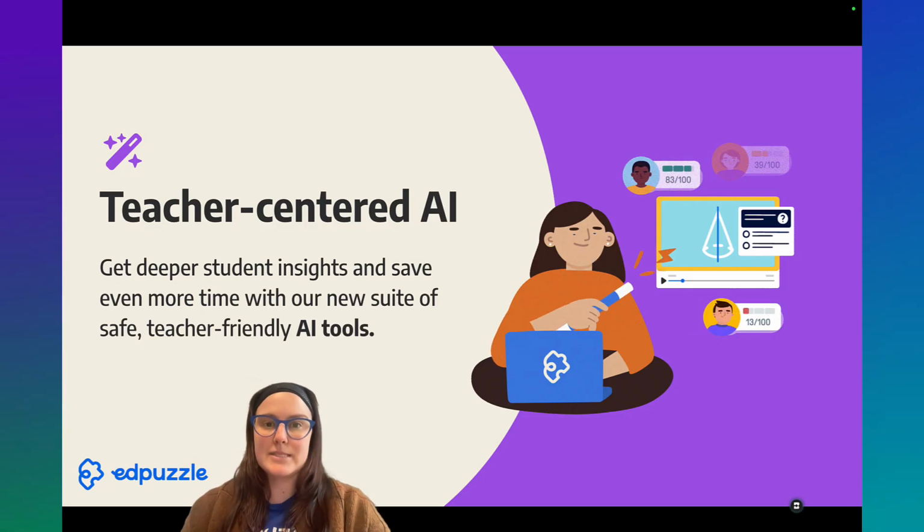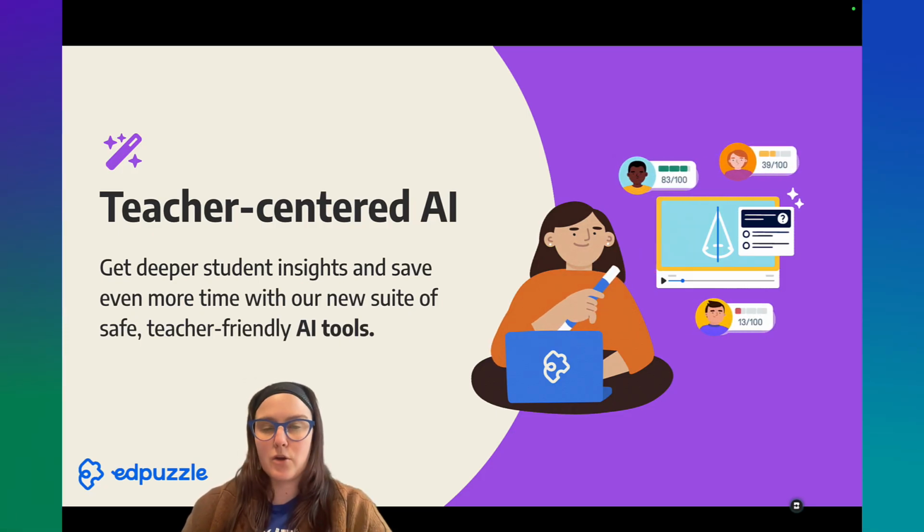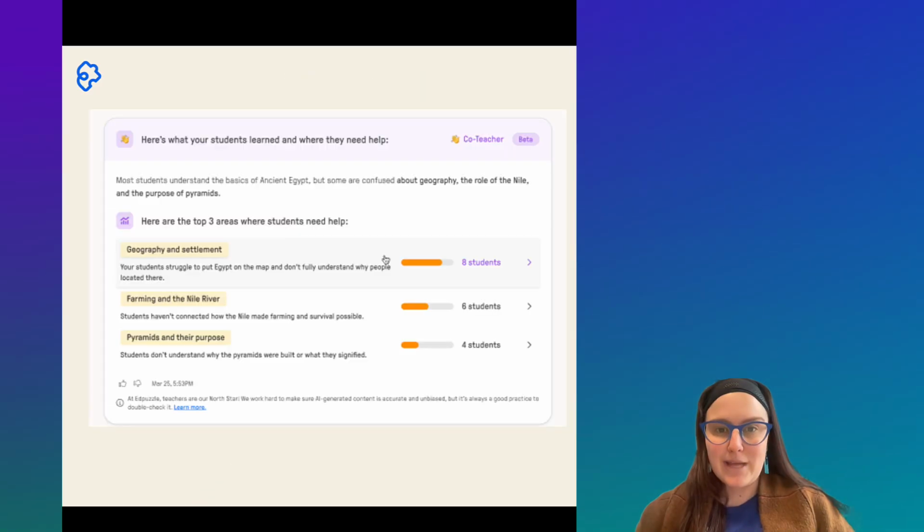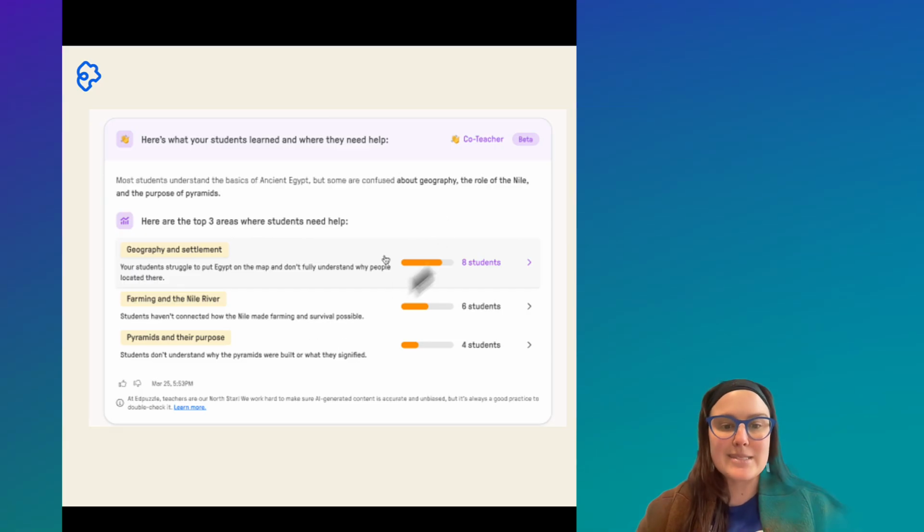Embedded into all of these features is our teacher-centered AI. Our AI saves teachers time without sacrificing instructional quality. Edpuzzle Teacher Assist can allow teachers to easily differentiate questions, making them easier, harder, or rephrasing them. After lessons, Teacher Assist will analyze students' misconceptions or misunderstandings. It will break down the specific skills or content that students didn't quite understand.